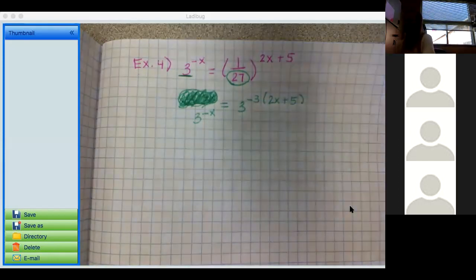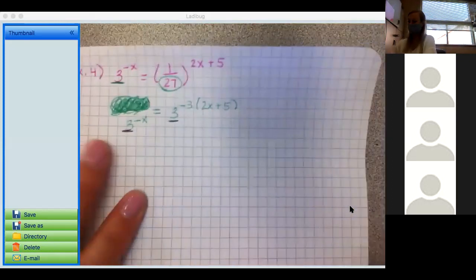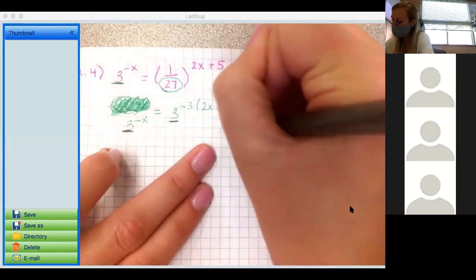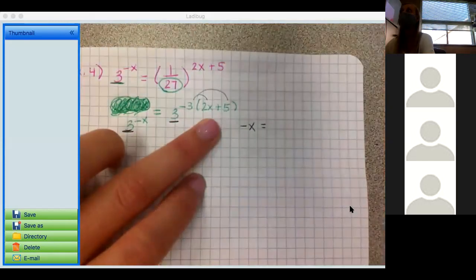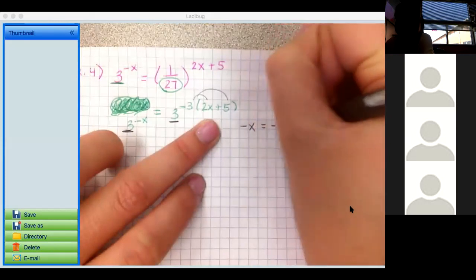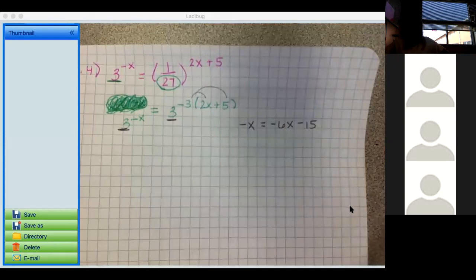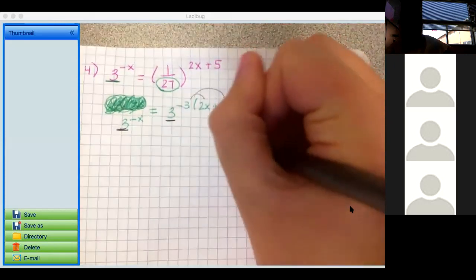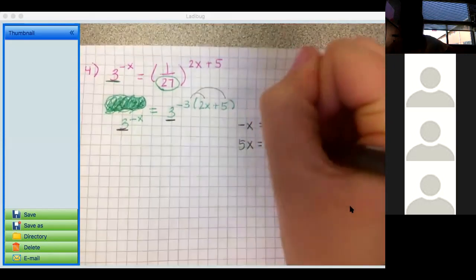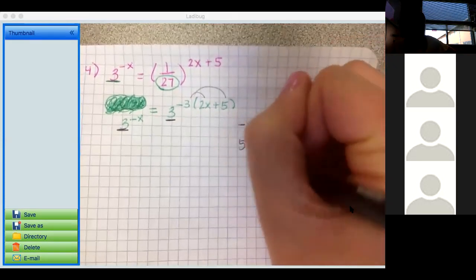All right, bases are the same. What do I do with my exponents? Set them equal. So I've got negative x equals. Are y'all okay if I go ahead and distribute? Negative 6x minus 15. All right, Cody, you're going to be my person. What do I do? Add 6x. There we go. Get the x's on the same side. So this would be 5x equals negative 15. So what will x be, y'all? Very good.